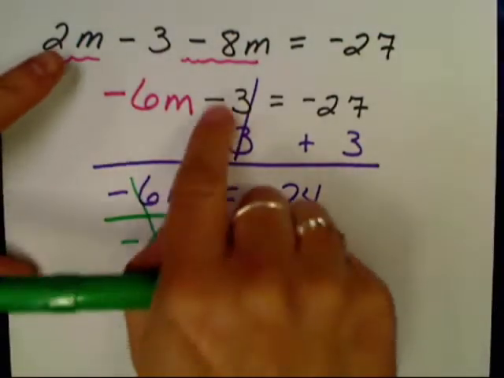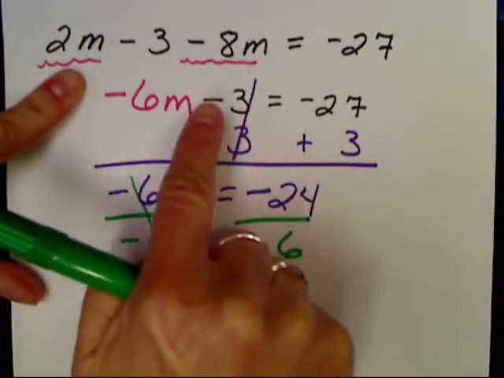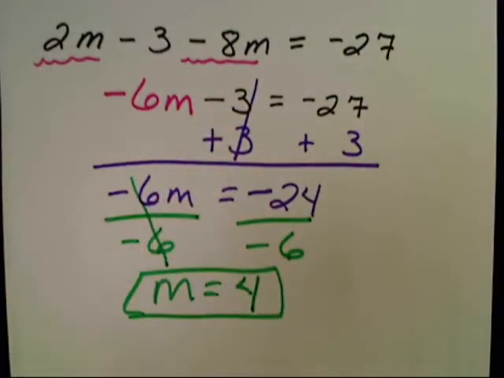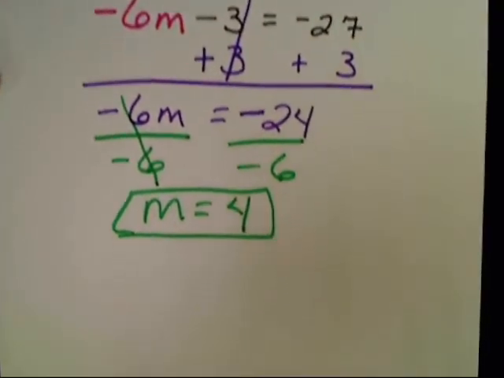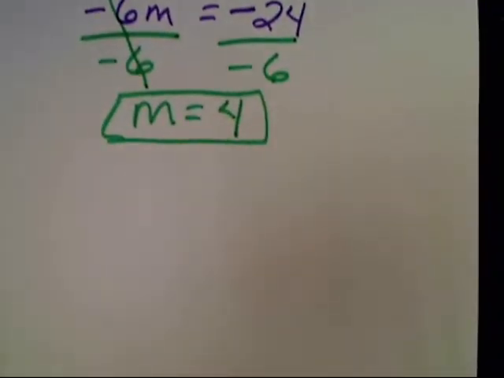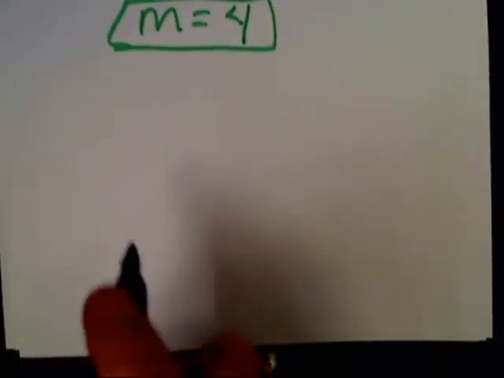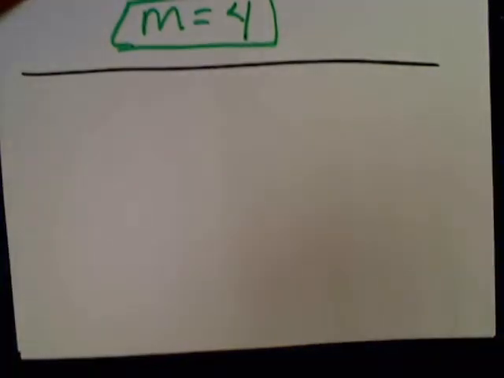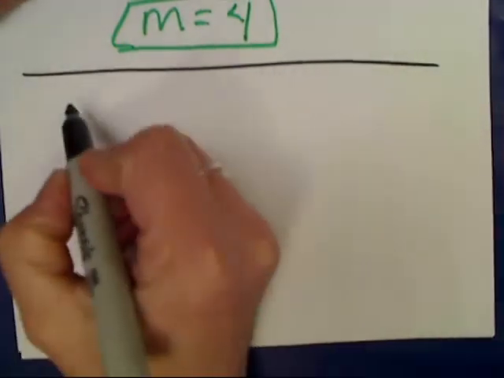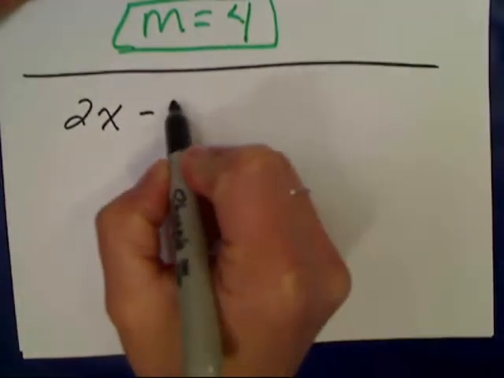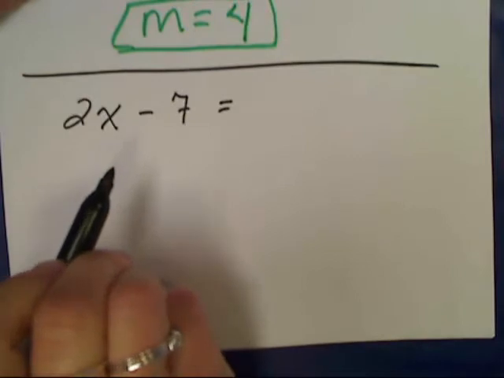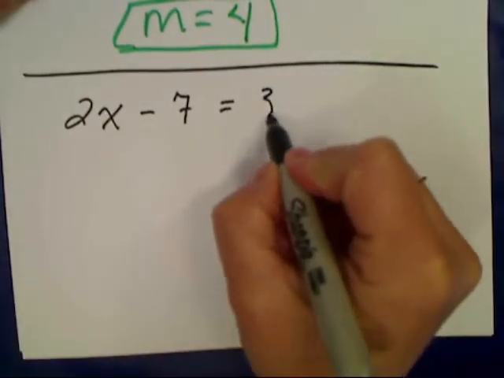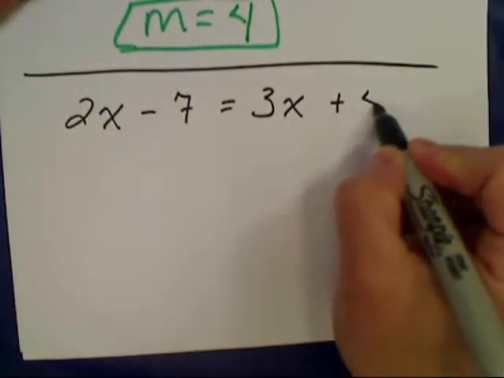So if we have terms on the same side of the equal sign, you'd have to combine them first before solving your equation. Let's look at one that's fairly similar and see if there's a difference to it or not. Let's try a problem like 2x minus 7 is equal to 3x plus 4.